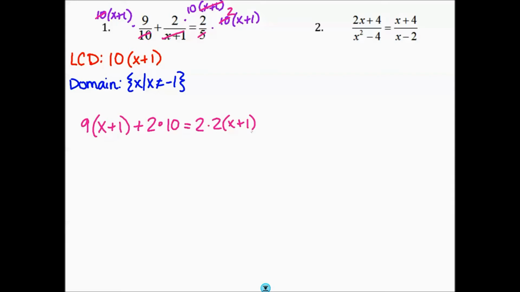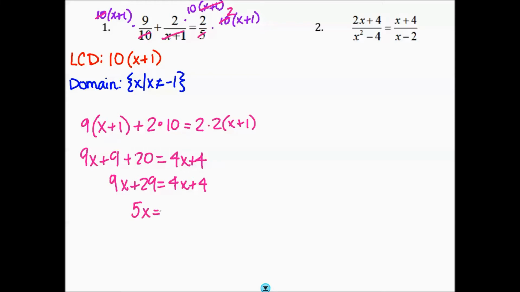So now we just need to solve this equation. So if I distribute, and multiply. Then I can combine my like terms. Move all my x's to the left side of the equation. Subtract 29 from both sides. And then divide by 5.